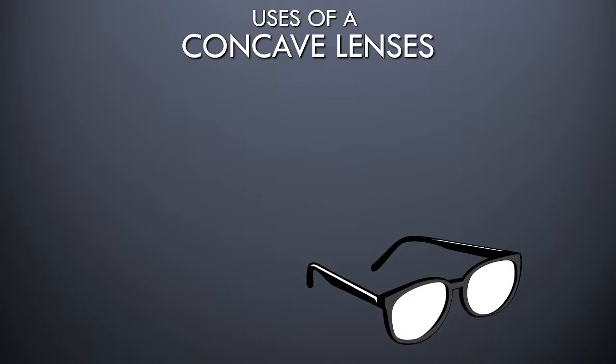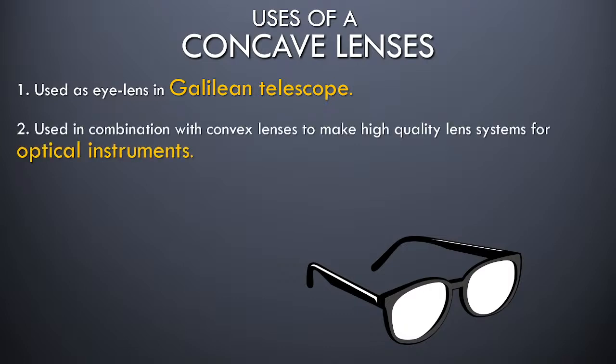Like this you have another chart. You can refer to your textbooks. Everything will be given in detail. Now what are the uses of concave lenses? Used as eye lens in Galilean telescope, used in combination with convex lens to make high quality lens system. Then used in wide angle spy hole in doors. Have you seen the door viewer? There will be a small one, right?